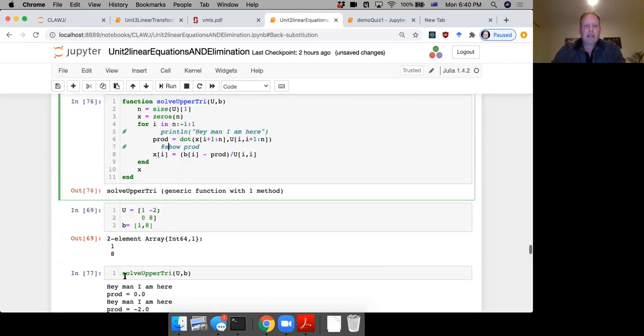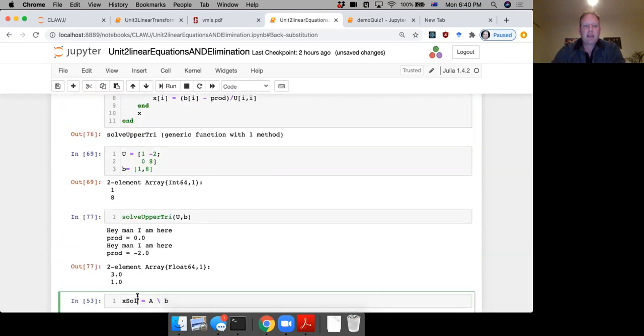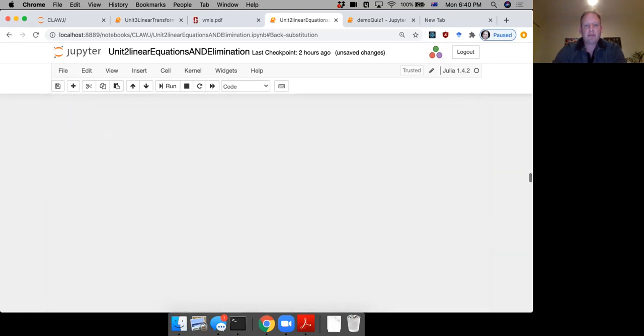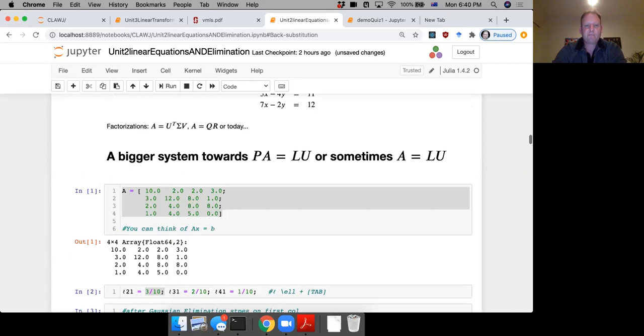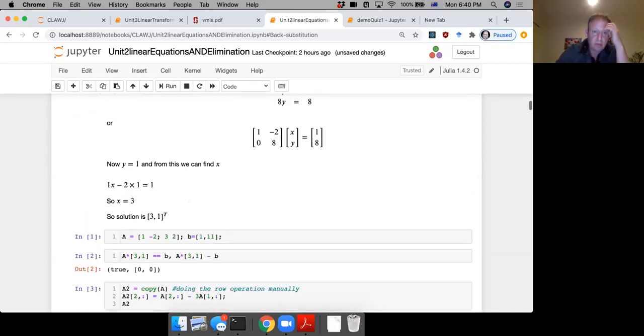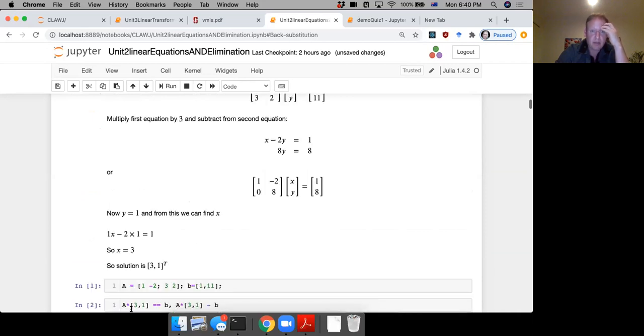And we get a 3 and a 1, and I think that's supposed to be the solution, right? So that was the solution we had before. Here was a 3 and a 1. Okay, it seemed to work on this 2 by 2.